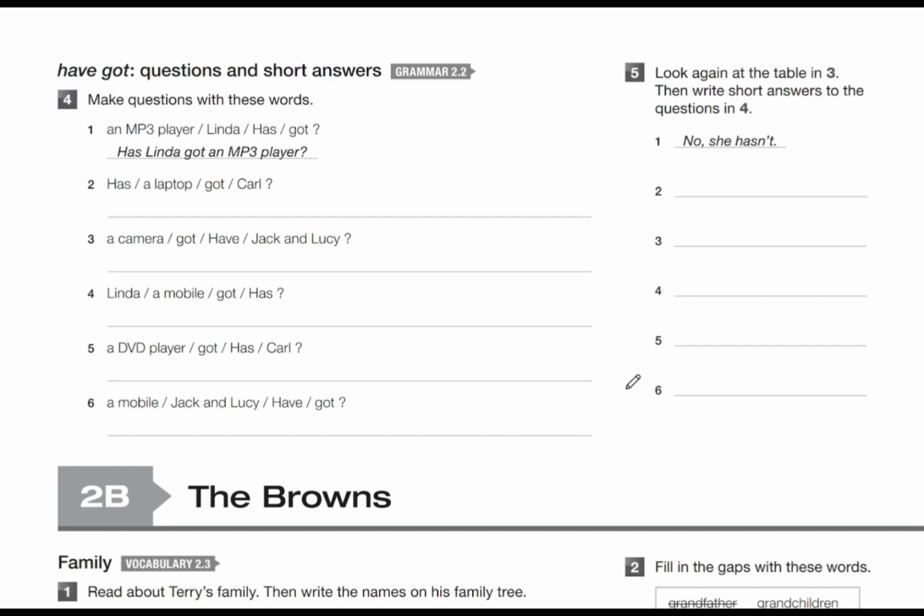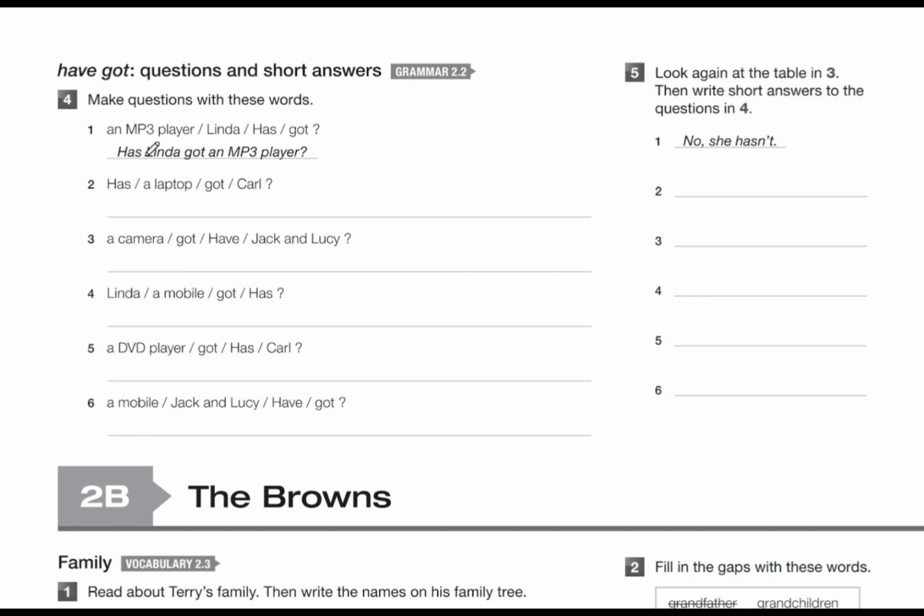All right, so we're going to start with page 11, and that's the Face2Face Elementary workbook. At the beginning of page 11, as you can see, exercise 4, and this exercise is asking us to make questions with these words. So we've got here, an MP3 player Linda has got. The words are mixed up, so we need to put them in the right order.